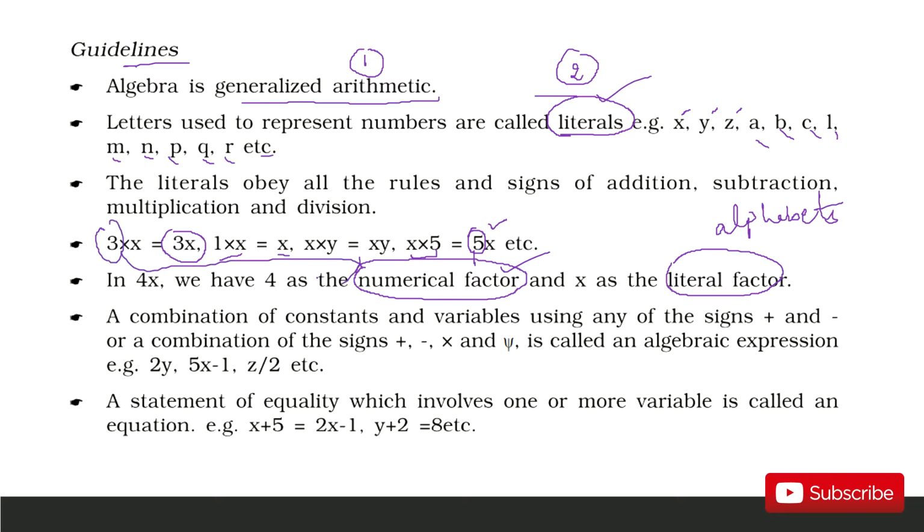A combination of constants and variables using any of the signs plus and subtraction, or a combination of these signs, is called an algebraic expression. Now how to frame an algebraic expression we will understand in this video. A statement of equality which involves one or more variables is called an equation.